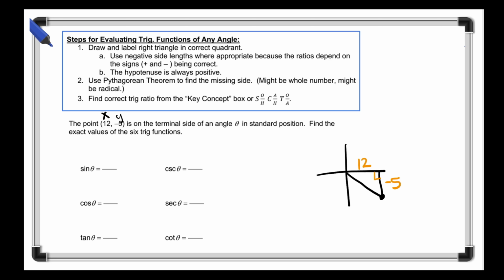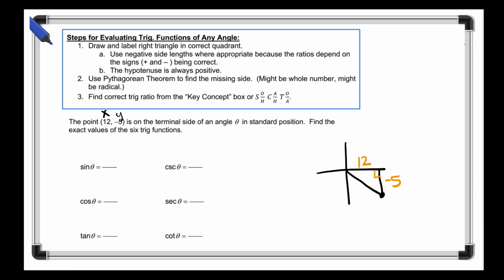Taking this point as 12, negative 5, you're going to find the missing side, which in this case is your hypotenuse. Again, you can do the Pythagorean theorem, but you might notice that you have a 5 and a 12, so this is actually a triple. It's the 5, 12, 13 triple, so my hypotenuse is going to be 13. Please always remember that your hypotenuse is going to be positive.